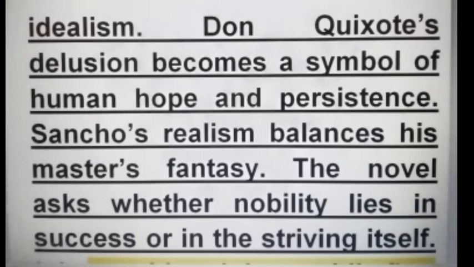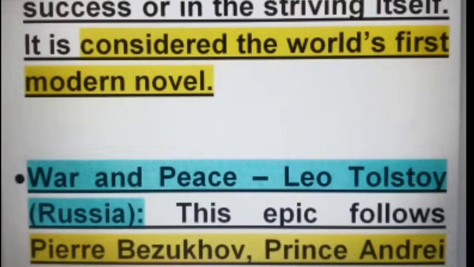Sancho's realism balances his master's fantasy. The novel asks whether nobility lies in success or in the striving itself. It is considered the world's first modern novel.